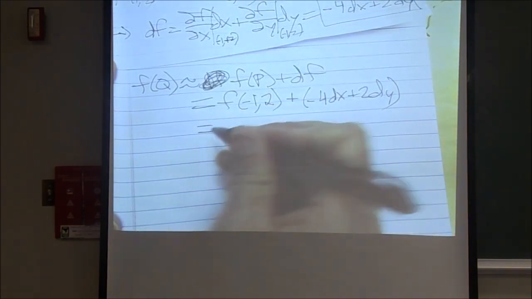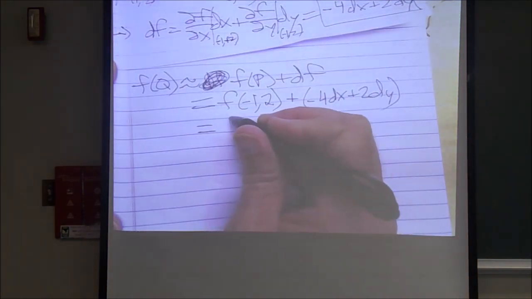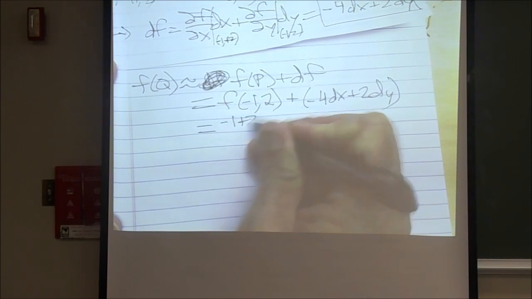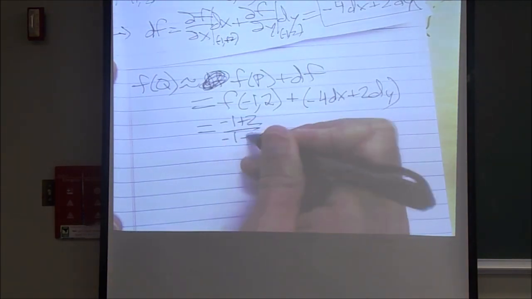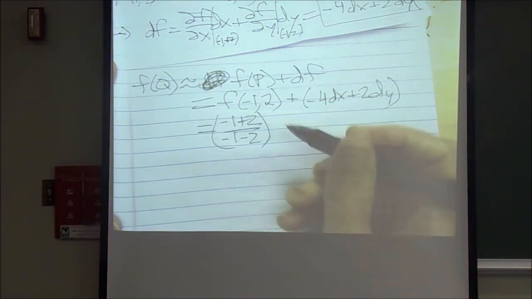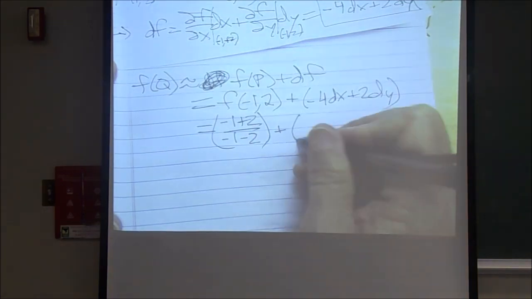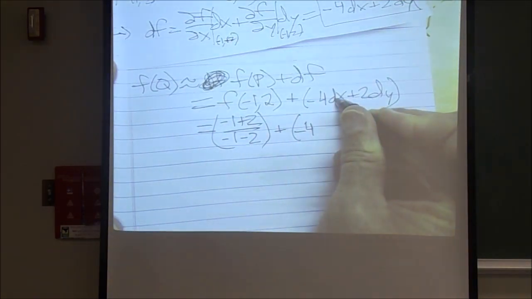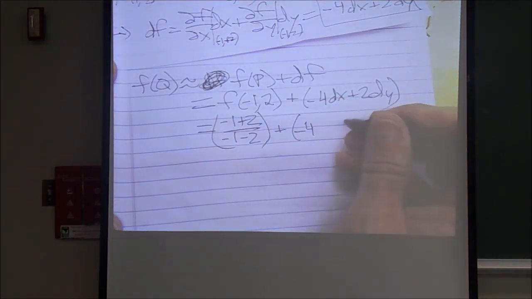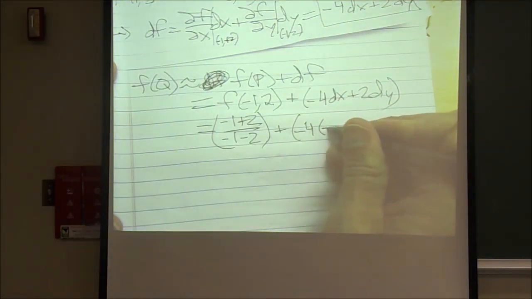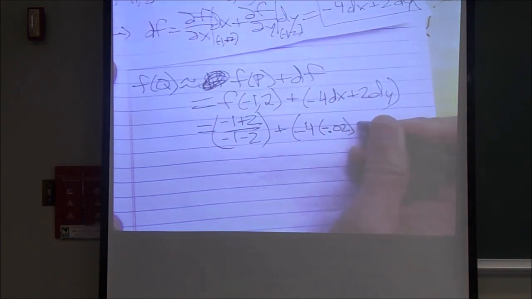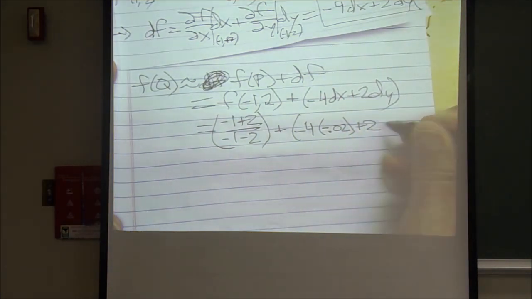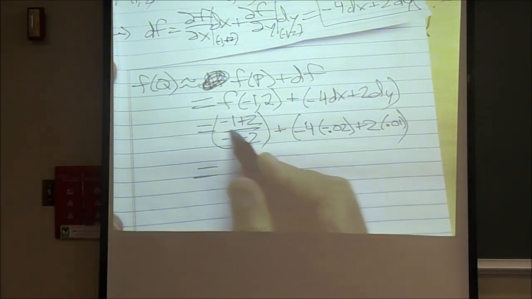And now I have to put in f at minus 1, 2. Let's see, that's minus 1 plus 2 over minus 1 minus 2. That's f at minus 1, 2. And then I add to that minus 4 times dx, the change in x. So x went from minus 1 to minus 1.02. It changed by minus 0.02. Plus twice dy, the change in y. It went from 2 to 2.01, so its change was 0.01. Now we just have to do this calculation.